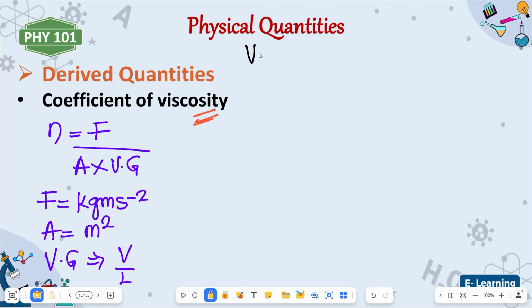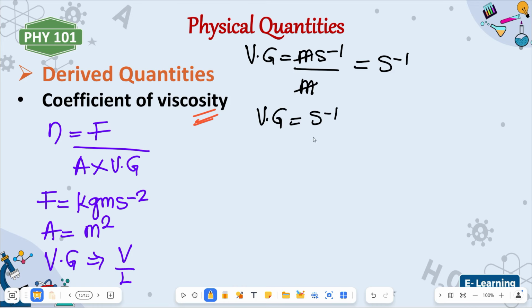So we can say that velocity gradient, what is the unit of velocity? Meter per second over length. What is the unit for length? Meter. So when these two things cancel, velocity gradient is per second. Is that okay? Velocity gradient is per second. Alright? So that at the end of the day, our coefficient of viscosity, now put all of this into this equation.